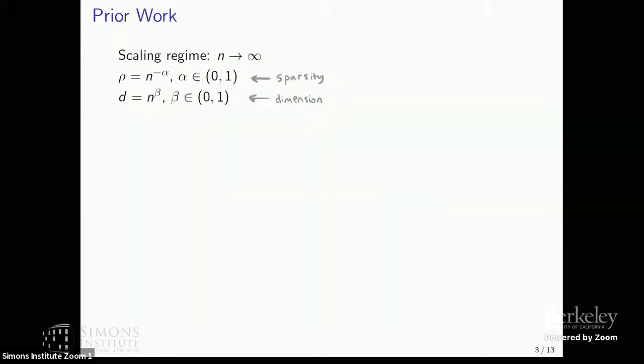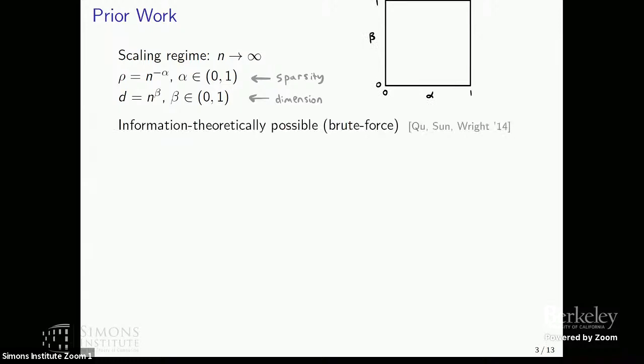Okay. So let me tell you a bit about prior work. For simplicity, I'll think about this particular scaling regime. So we have two parameters. One is the sparsity of the planted vector, and the other one is the dimension of the small subspace within the ambient space. And so we can think about the parameter space as being this square. And there is a bunch of prior work on this problem. Here I'm specifically restricting to the case where the planted vector is a sparse Rademacher vector.